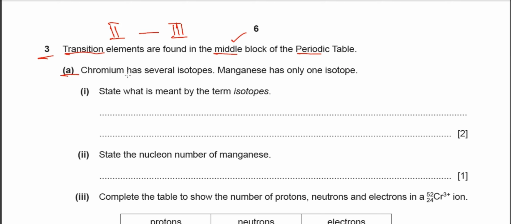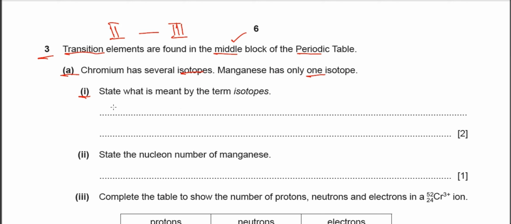Then (a), chromium has several isotopes. Manganese has only one isotope. Then he asked, state what is meant by the term isotopes. There are several ways to answer this question.